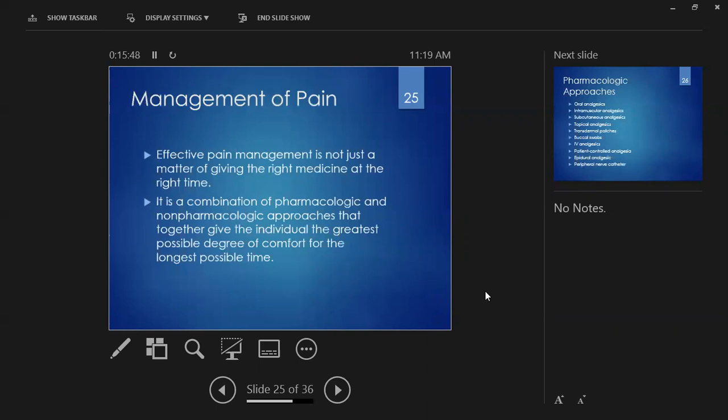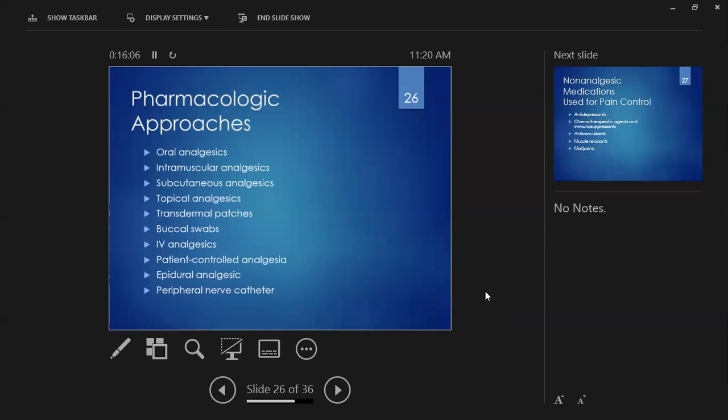Effective pain management is not just a matter of giving the right medicine at the right time. It is a combination of pharmacologic and non-pharmacologic approaches and getting everyone on board in the healthcare team, like we saw in the video, to get the best amount of comfort for the longest amount of time for the patient. Pharmacologic approaches: we can give oral pain meds, IM injections, sub-Q pain medicines, topical pain medicines, transdermal patches, buccal swabs like Oragel, IV analgesics, patient-controlled analgesia or PCA pumps, epidural pain medicines, or peripheral nerve catheters.